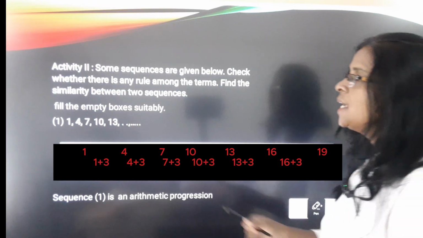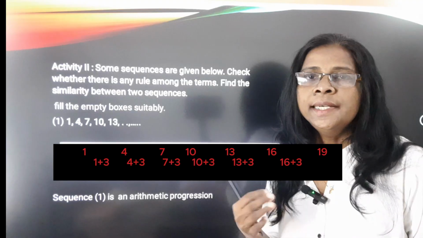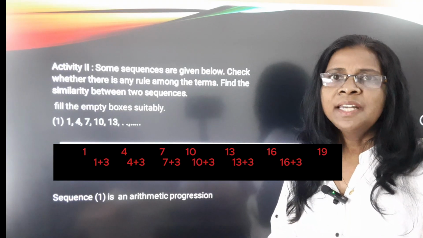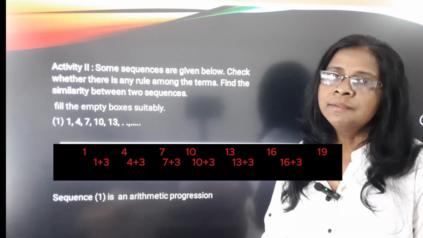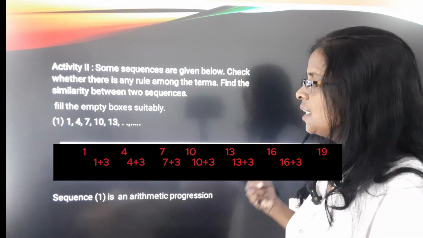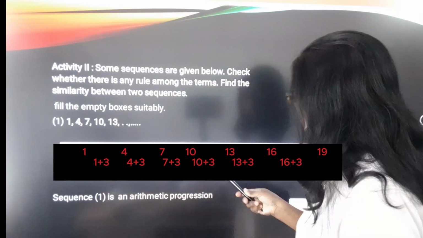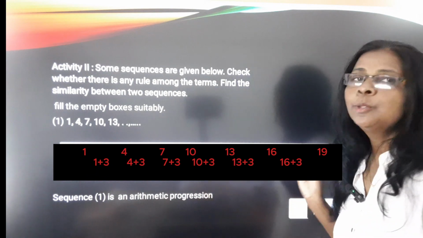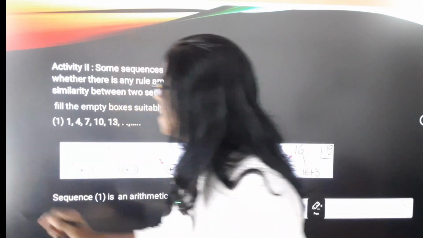So this way we can arrange the sequence in such a way that we get the next term by adding a definite number to its previous number. Then we get a sequence, and that sequence is known as the arithmetic progression, students. So here we say that this sequence is an arithmetic progression because a definite number is added to the particular number.